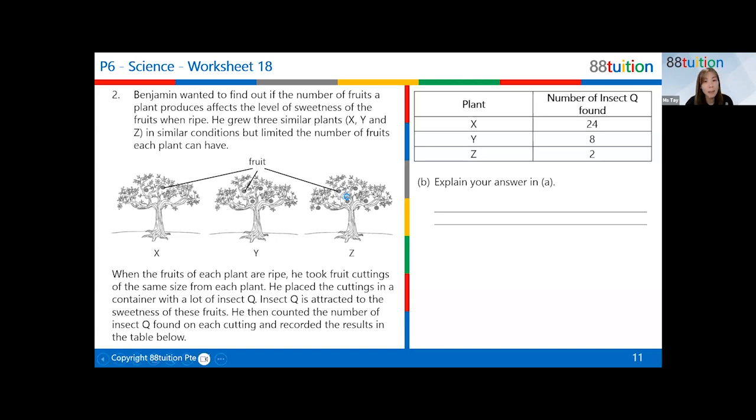If you have lesser number of fruits, right? You see over here, only 2 fruits, right? There are like similar number of leaves.